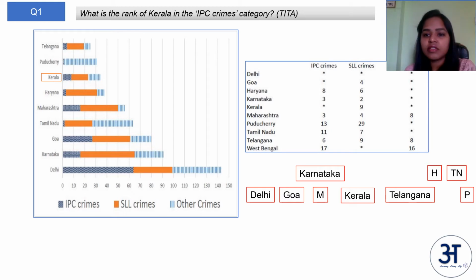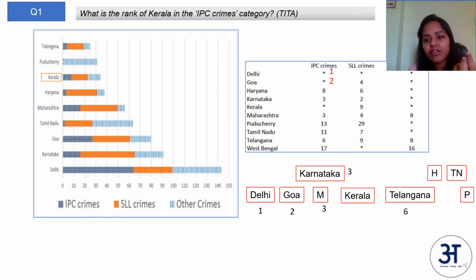So now let's look at the ranks given. For Maharashtra and Karnataka, the ranks are given as 3 and 3 each. Clearly, if it is rank 3, that means there should be R minus 1, two states or UTs which are higher than that in the number of crimes for IPC cases. So Delhi is definitely 1 and Goa is 2, because these two are the only states.